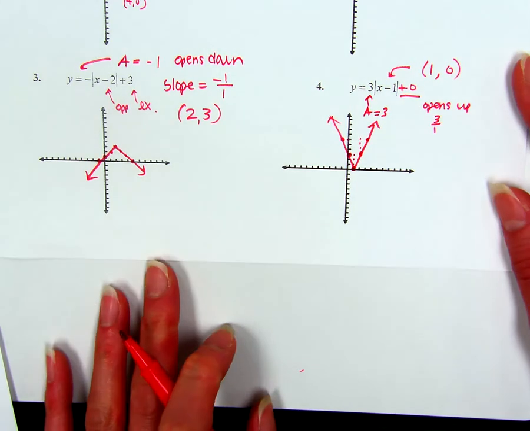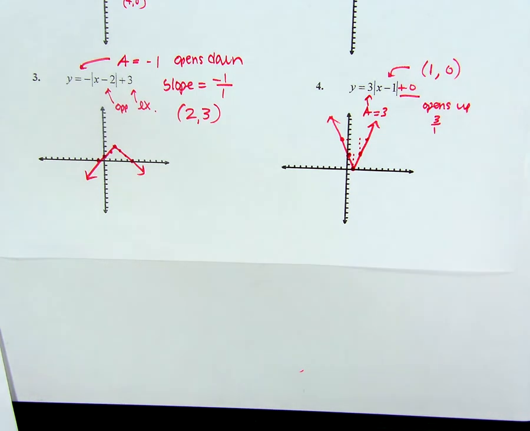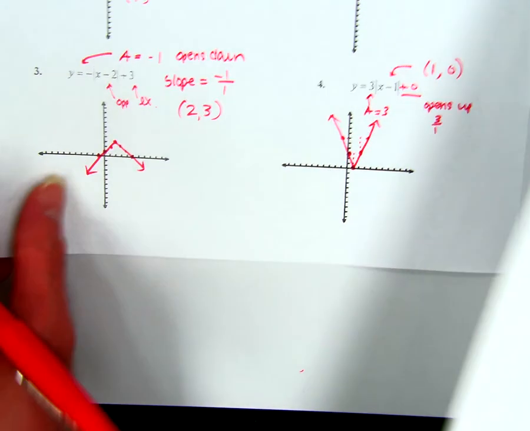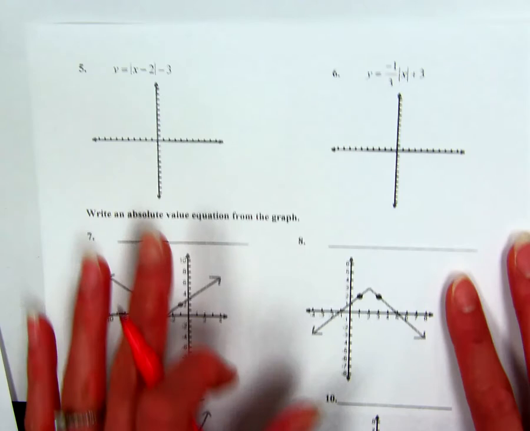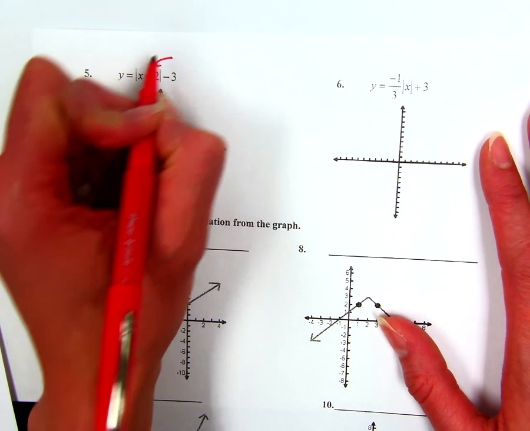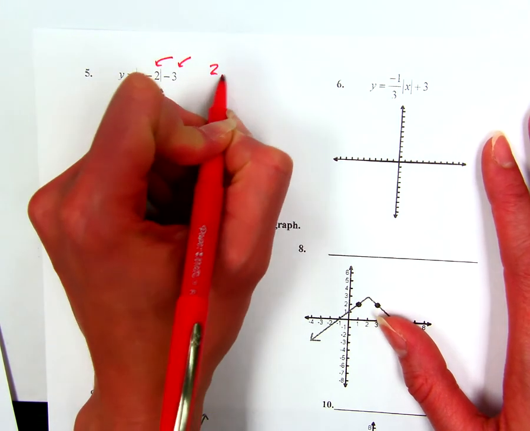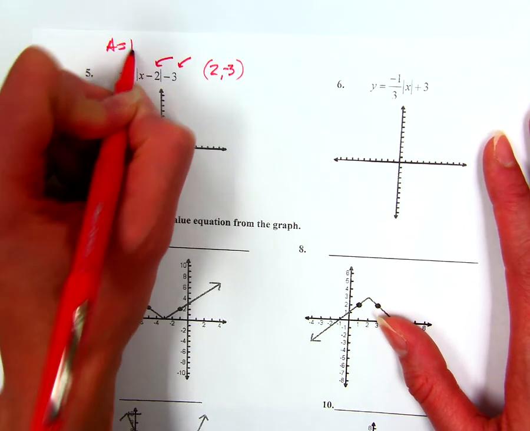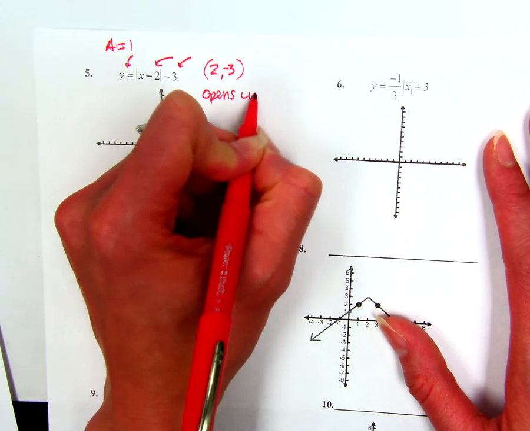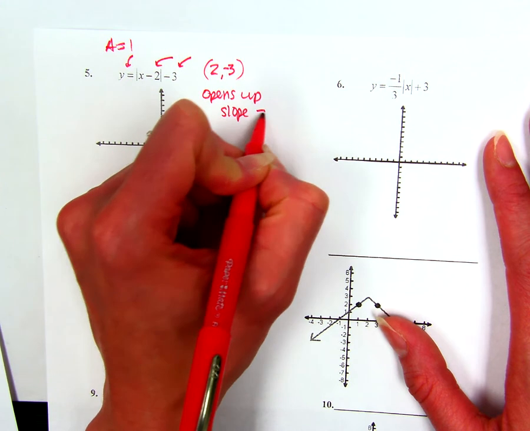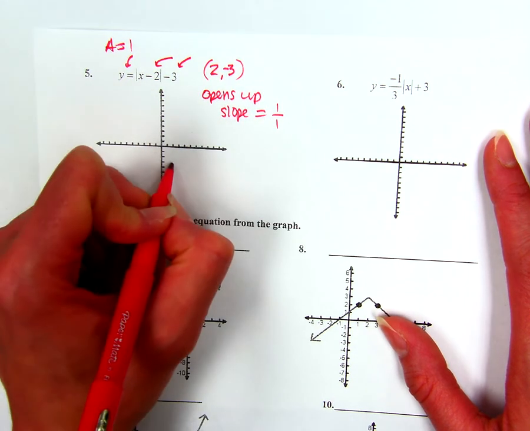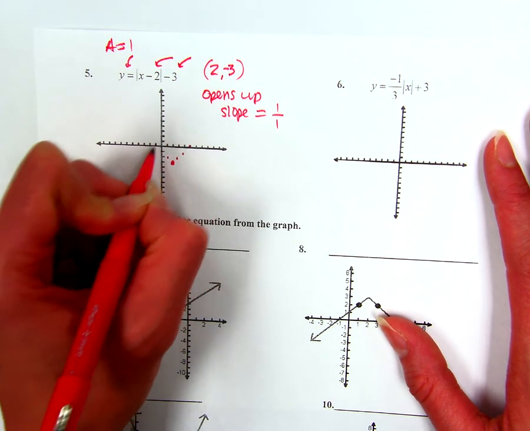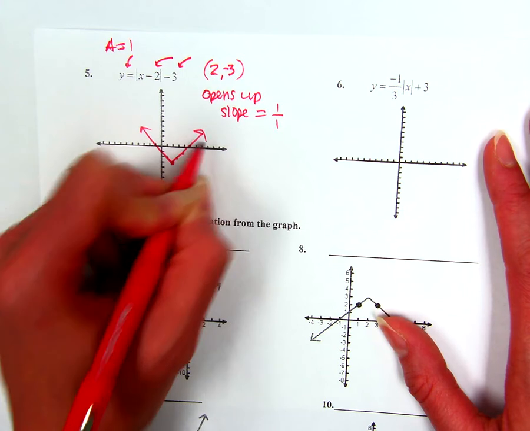And there's my graph. Okay, so everything on the back, oh wait, 2 more problems that we have to draw, and then after that we have to come up with the equation. All right, number 5 and 6, I'm just going to go through those quickly. So my vertex is 2, -3, and my A is 1, so that tells me it opens up, and the slope is 1 over 1. So I'm going to start at 2, -3, and I'm going to go up 1 over 1, and up 1 over 1 in both directions.